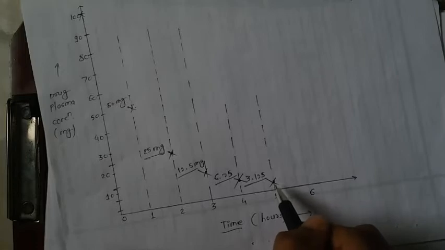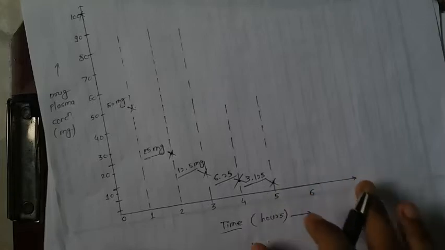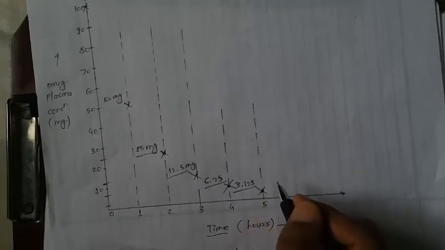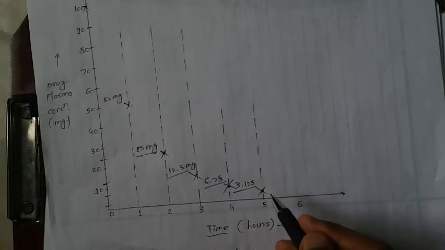So we can say that after 5 half-lives, above 90% of the drug, that is 99% of the drug, is eliminated. That is, after 5 half-lives, the drug is practically eliminated from the body. For complete elimination of the drug from the body, it takes infinite time. So after 5 half-lives, the drug eliminated from the body is above 99%.